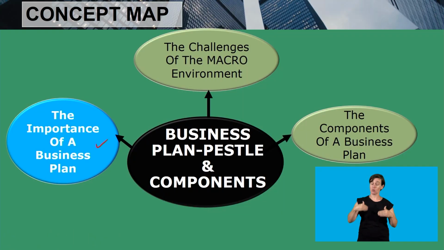Remember, I said our topic is the business plan, and we'll be focusing on PESTLE and the components of the business plan. So what we're going to start with is the importance of a business plan. Why is a business plan important? Remember, we've defined a business plan as a written description which states all the things that you would want to happen to a business. We're looking at the challenges, we're looking at the financial statements, but we'll cover all of that in what we call the components of a business plan. But before we get to the components, we need to ask ourselves, why is a business plan important?